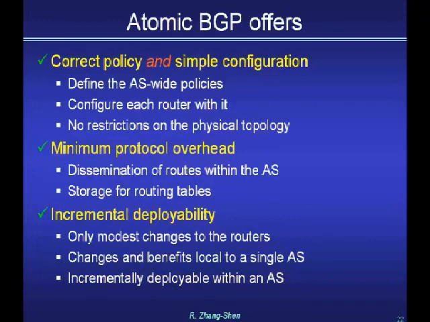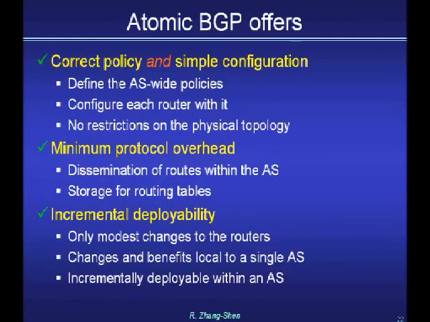And so the increase is in the dissemination of routes within the AS, which I mentioned to be about 10 to 20%. And the storage of routing tables increases by the same amount. Atomic BGP can be incrementally deployed. It requires only modest changes to the routers. It's really that one feature that we need. And the changes and benefits are local to a single AS. I mean, both the changes and the benefits are local.